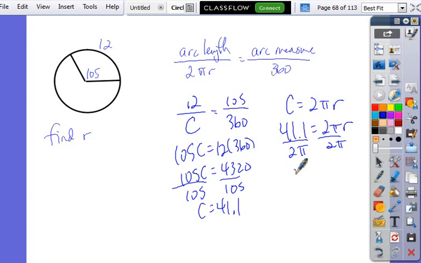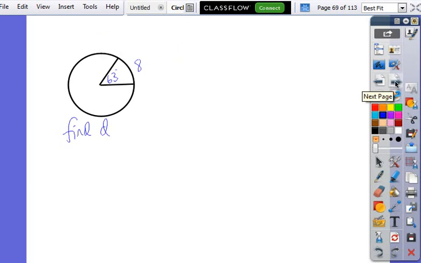You gotta do it in a fraction. You did the division without the parentheses. That's what messed it up. All right, so that would be finding radius on that right there. If I wanted to find diameter, what would I do first? I'm gonna find the radius first, and then take the radius times 2, and you got diameter.